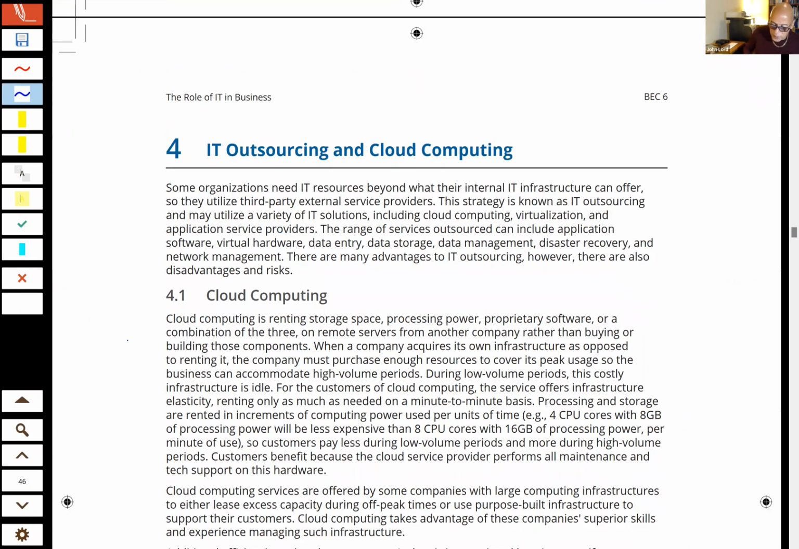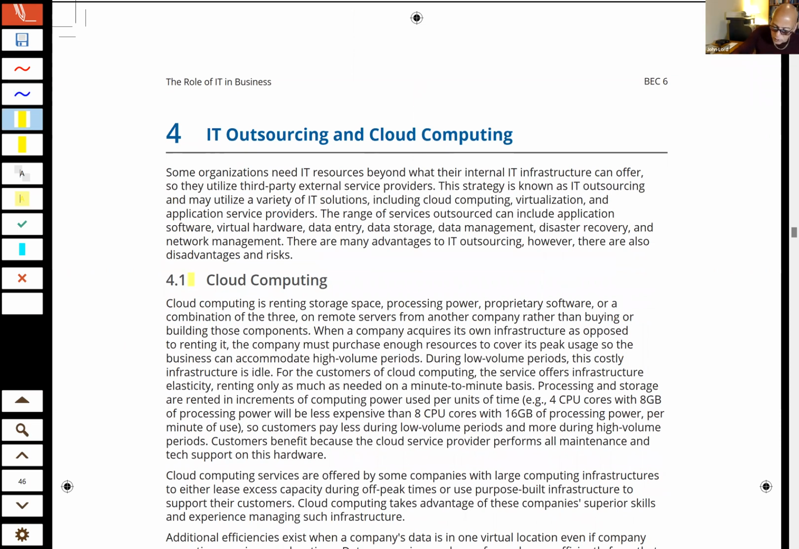So let's go ahead and take a look at cloud computing. Cloud computing is renting storage space, processing power, software, or a combination of the three on remote servers from another company rather than buying or building those components. And when you buy software these days, that's what you're doing. You're accessing the application on the cloud, right? You're no longer buying software and downloading it to your machine.